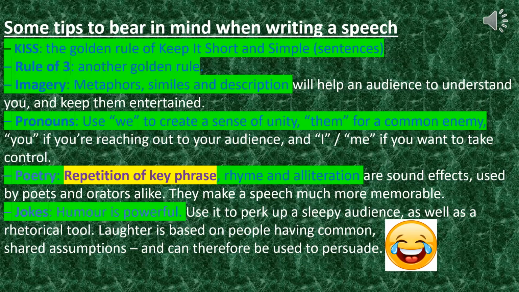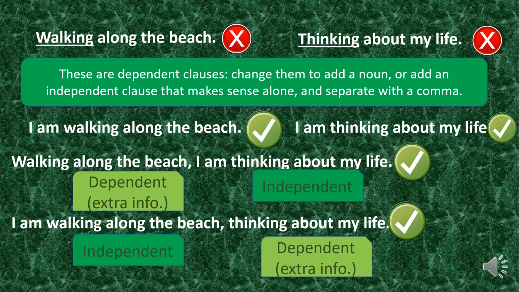Speeches. When writing a speech, here are some tips. Remember them from the last lesson. Keep it short and simple, meaning your sentences don't ramble. Use the rule of 3, a great psychological trick. Don't forget your metaphors, similes and description with lots of adjectives if you need them. Use pronouns to create a sense of unity or make a common enemy. It's really important in a speech to have the repetition of a key phrase, and you can use rhyme and alliteration. And if you can, use humour, as you will keep your listener's attention and make it a lot more memorable.